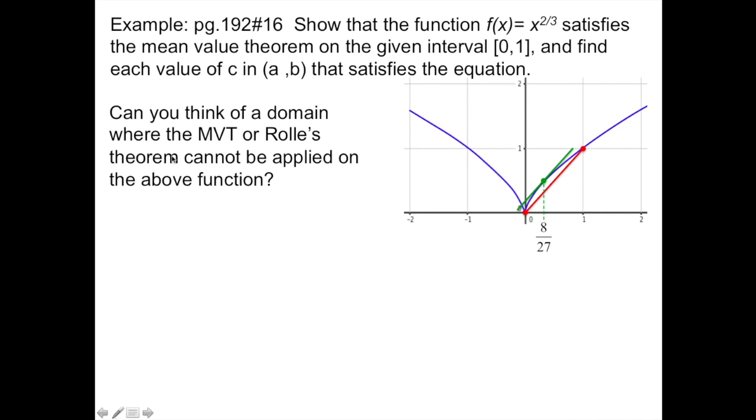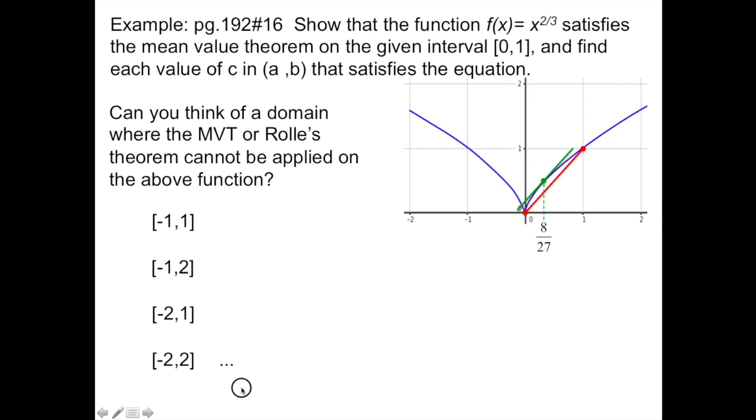Okay, so here's a question we kind of covered, but we'll cover again. Can you think of a domain where the mean value theorem or Rolle's theorem cannot be applied on the above function? So any domain where this cusp is on the inside is not going to work. So for instance, -1, 1. If this was the domain, then we would be looking at a cusp on the interior. We could not use the mean value theorem. -1, 2. Same thing. Cusp is still on the interior. -2, 1. Cusp is still on the interior. -2, 2. So all of these domains, you can't use the mean value theorem because of that cusp.